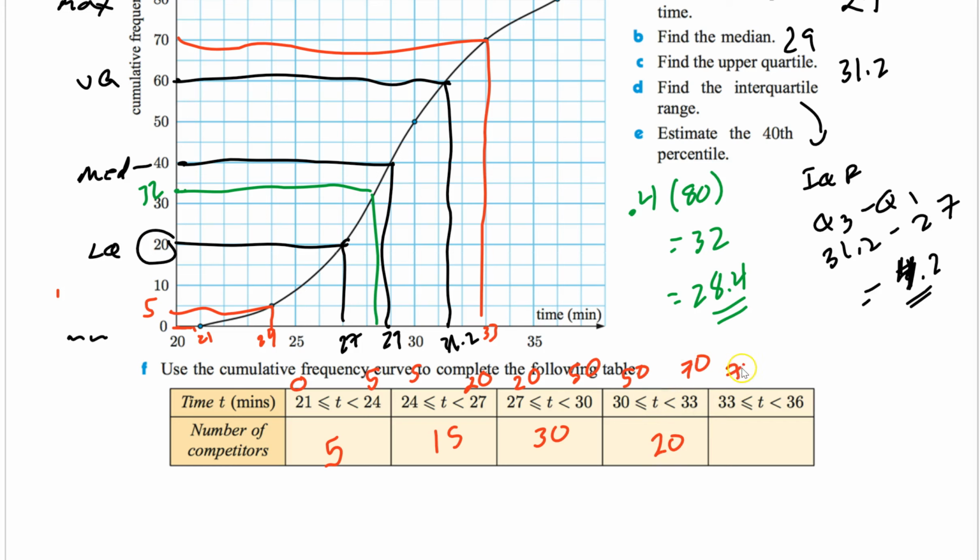The last one's the easiest one. 36. I know it has to end at 80. That's where we topped off. So 10. So that's how you fill out this. That's how you go backwards from a cumulative frequency graph, right? You always just look at these. What does 21 get you? What does 24 get you? Subtract. Oh, you already had 24, so now just figure out what 27 is. Subtract, and so on. That's it for that example.